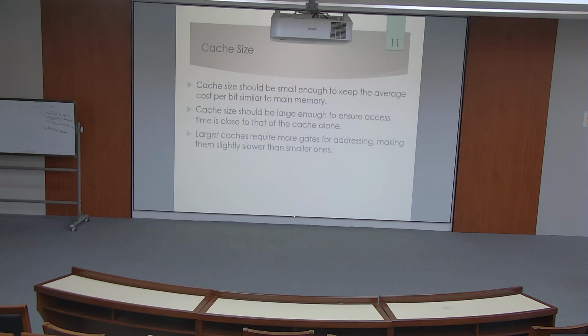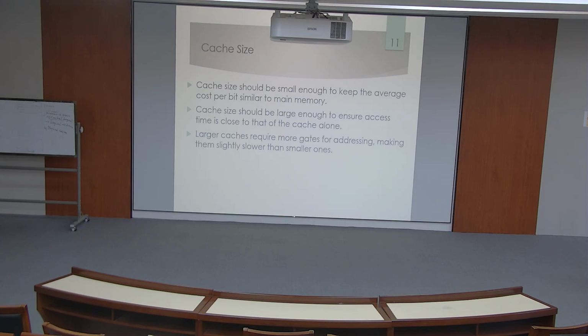Now, how about the cache size? What is the minimum cache size, or what is the maximum cache size? This is something that needs to be discussed because the cache size should be small enough to keep the average cost per bit similar to the main memory. So we need to keep the average cost per bit for the cache memory to be similar, to be equal, to the average cost per bit of the main memory.